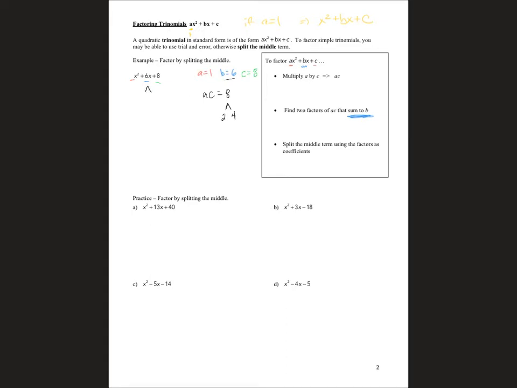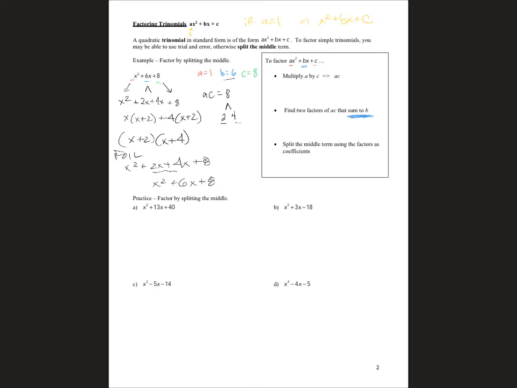So I'm going to split the middle term, bring down the first term, bring down the last term, and I'm going to split the middle term into 2x plus 4x. So this 6x has been split into the sum of 2x and 4x. Then I can factor by grouping, as we just did. And I'm going to get x plus 2 times x plus 4. And I can FOIL that to check to see if I actually get my original quadratic trinomial. And I do. But that's splitting the middle.